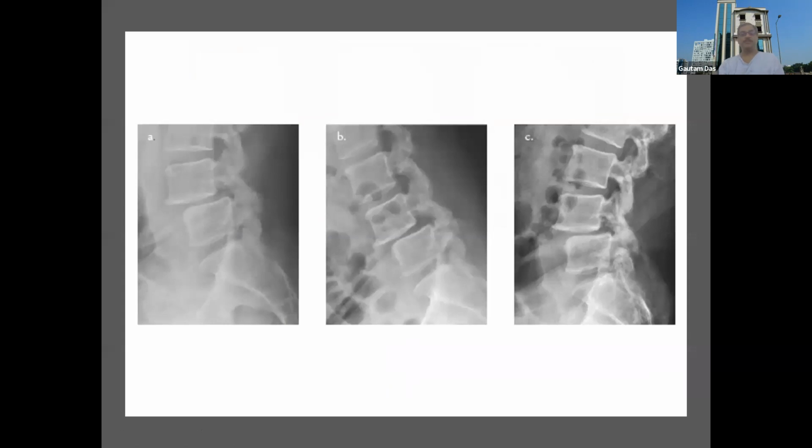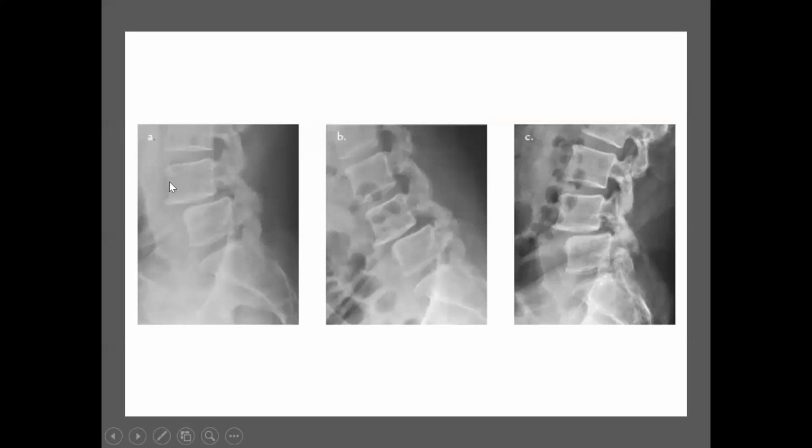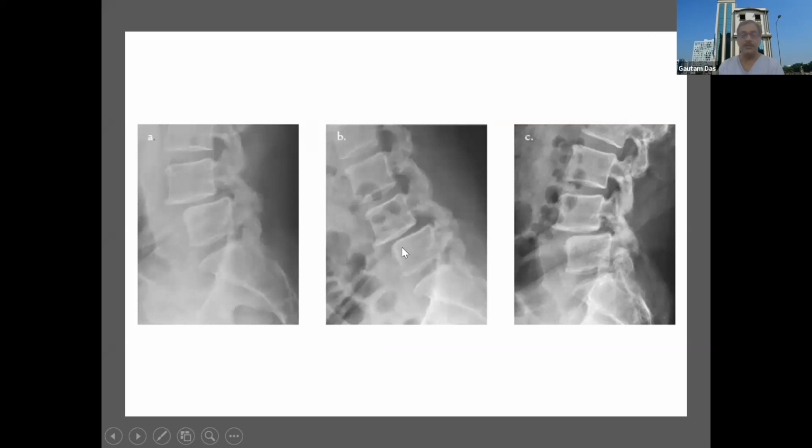So again, here you can see the lateral image of the spine. One is the normal image, standing. Second, B, is with flexion of the spine, and C is extension of the spine. So now let us talk a little bit about spondylolisthesis: why it can cause pain, what the classifications of spondylolisthesis are, and when we should refer our patient to a surgeon for operation.